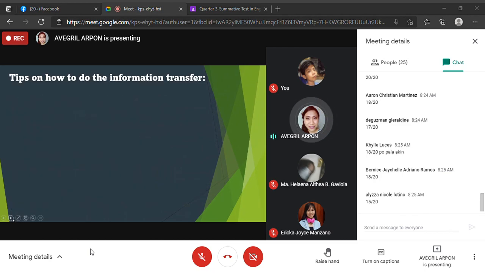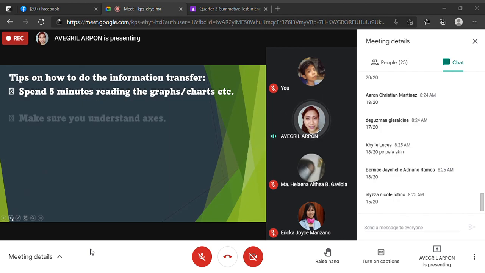Next, tips on how to do the information transfer. Spend 5 minutes reading the graphs or charts, or the organizers, to enable you to come up with good transcoding, or transferring of the information. For example, if you were given a graph in nonlinear text, for you to transcode or transfer it to linear text, the first thing to do is to spend at least 5 minutes reading the graphs or charts, including the data on those charts.